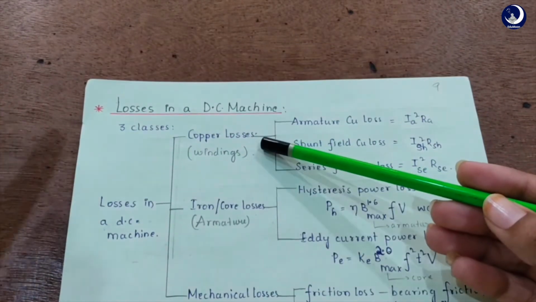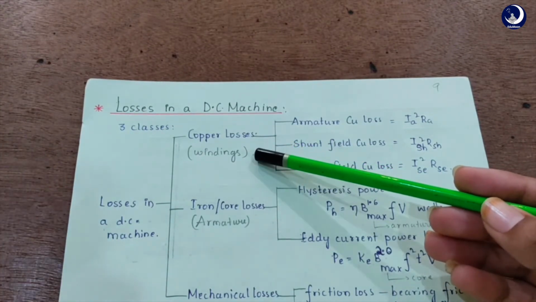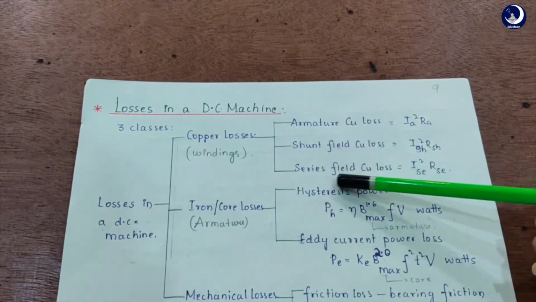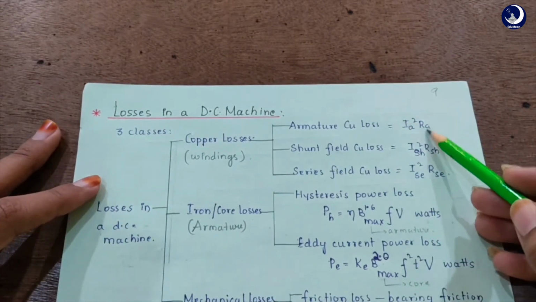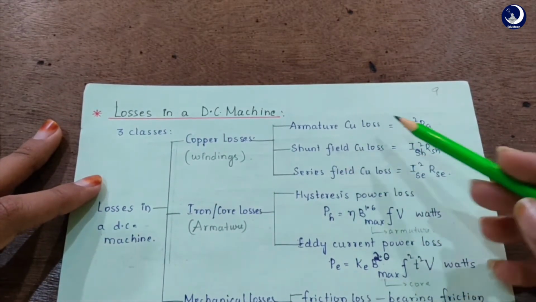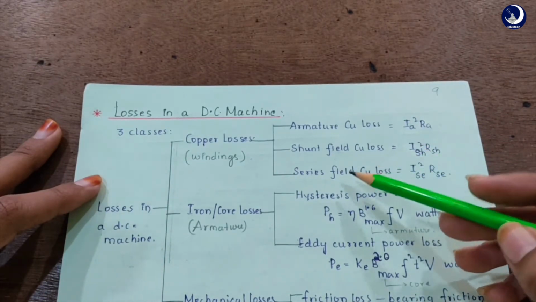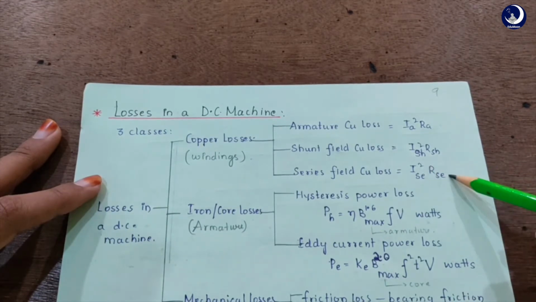Copper losses. These are due to the current in various windings of the machine. What are the windings we have? The armature winding, shunt field winding, series field winding, right? So the armature copper losses Ia square Ra. For shunt field, the copper losses Ish square Rsh. For series field, the copper losses Ise square into Rse. Okay, these are the copper losses.